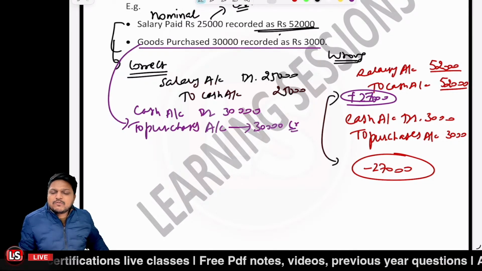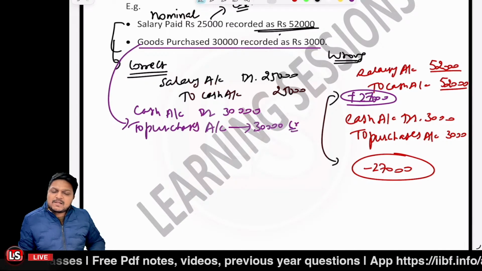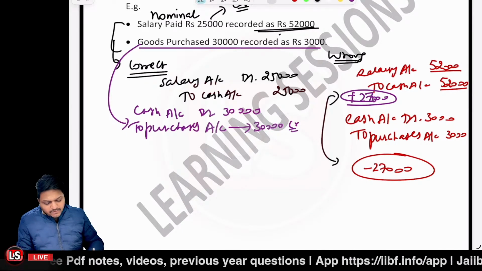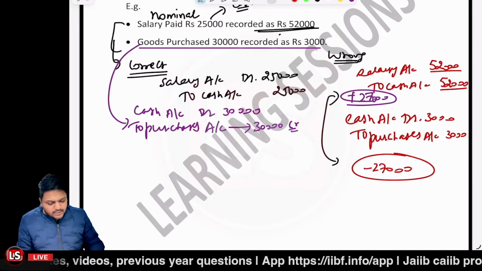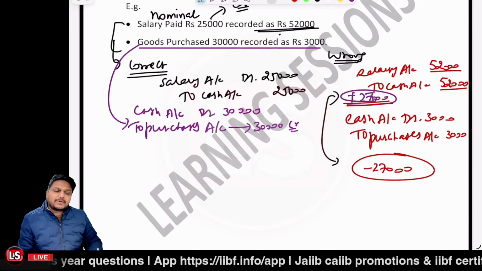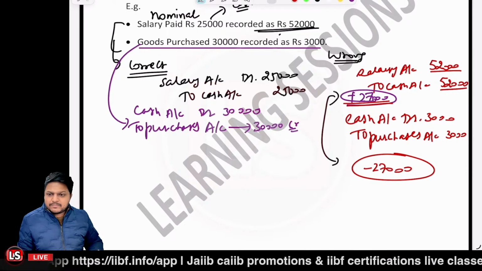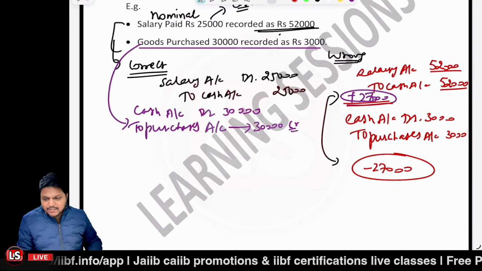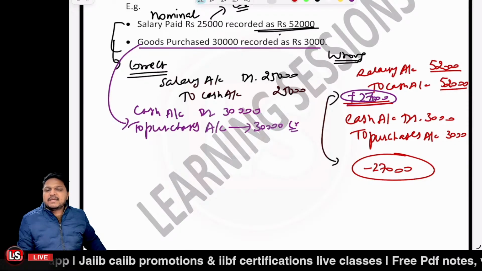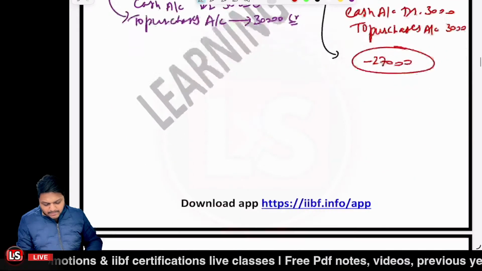Under the trial balance, we won't be able to recognize it, because the trial balance is going to agree, because one particular error is going to nullify the wrong effect of the other error. So these are said to be the compensating errors.